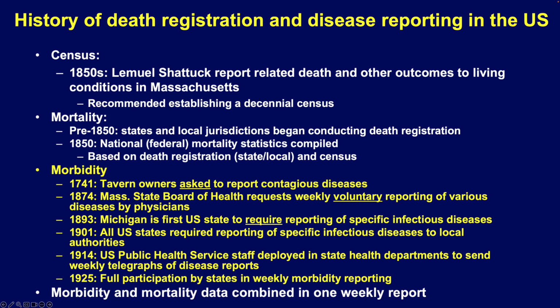At that time, the federal government realized that they needed to provide resources to states if they wanted that kind of information to track morbidity at the national level. So they deployed federal staff from the U.S. Public Health Service in state health departments around the country. And these staff were responsible for compiling information and data and sending it off in telegraphs to the federal level so that the federal government could begin to track what was going on nationally with regard to morbidity. And by 1925, there was full participation by all U.S. states in this weekly reporting of morbidity.